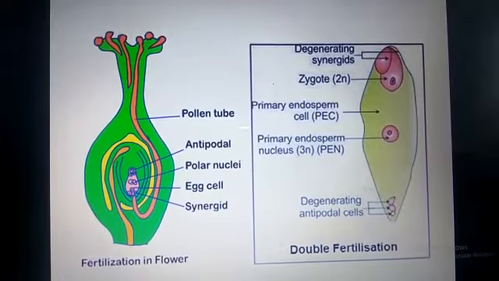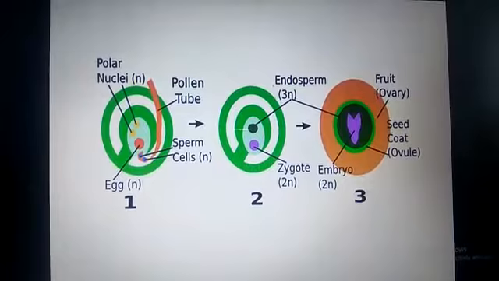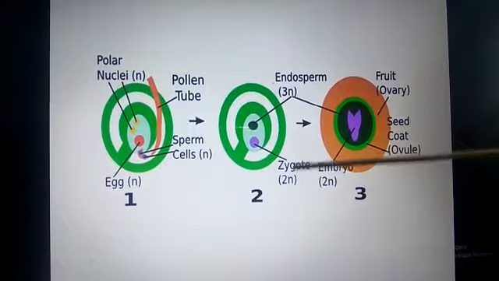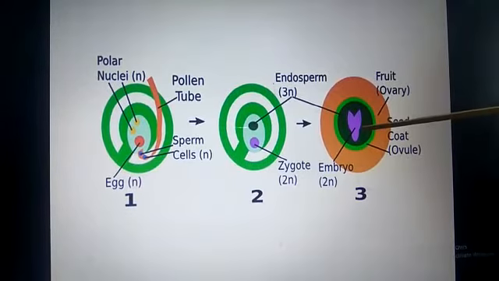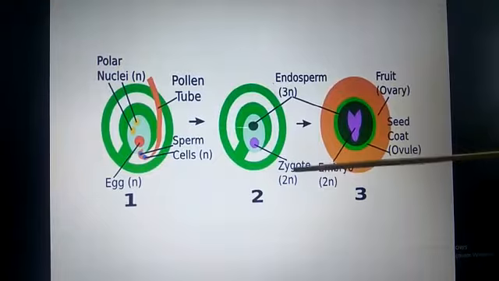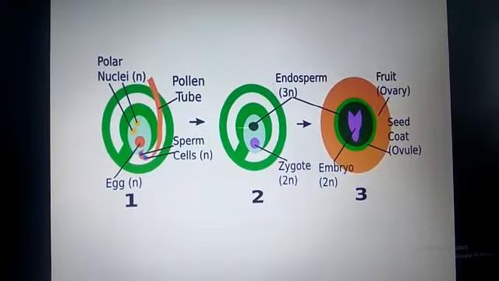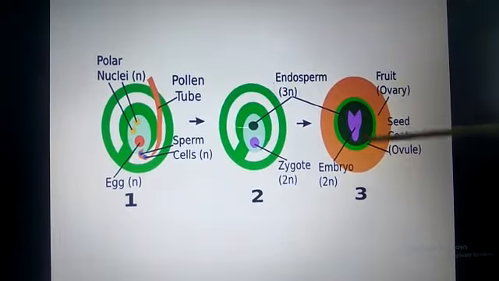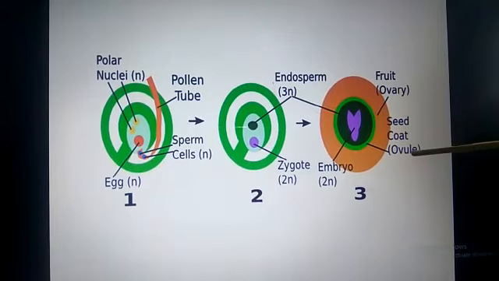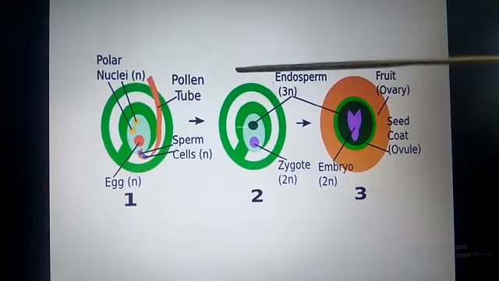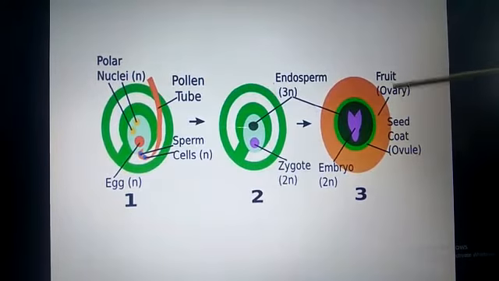Now what will happen to the zygote and endosperm? The zygote that forms from generative fertilization will undergo successive divisions to form the embryo, and during this formation of embryo from zygote, it will derive nutrition from the endosperm. Slowly the ovule will turn into a seed. And remember, the ovule has 2 coverings, that is integuments. The integuments will turn into the seed coat, and the ovary will develop into fruit.